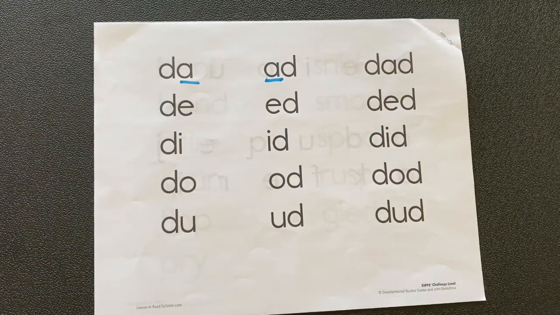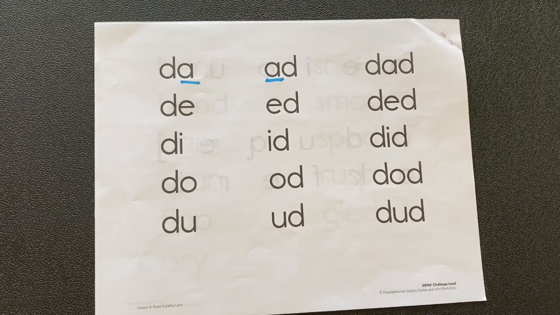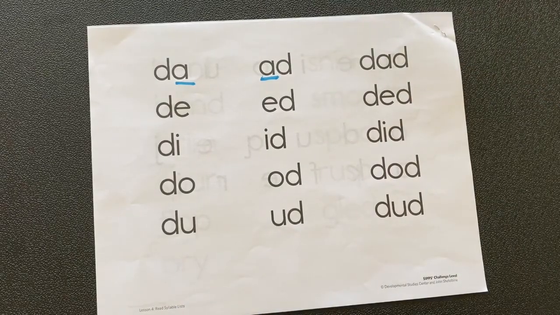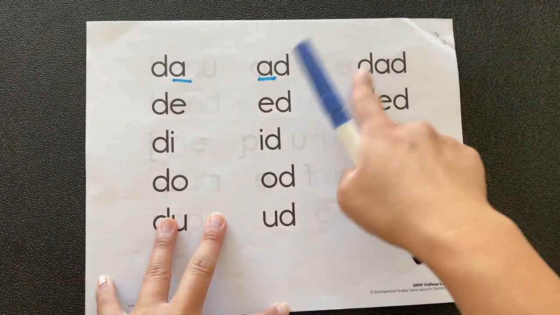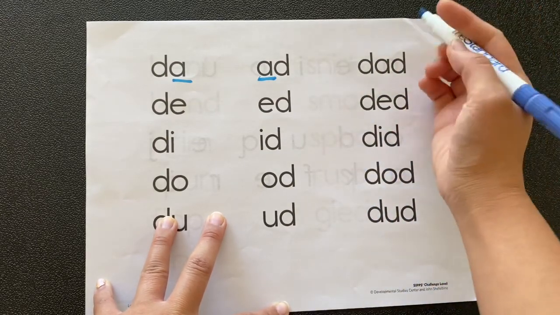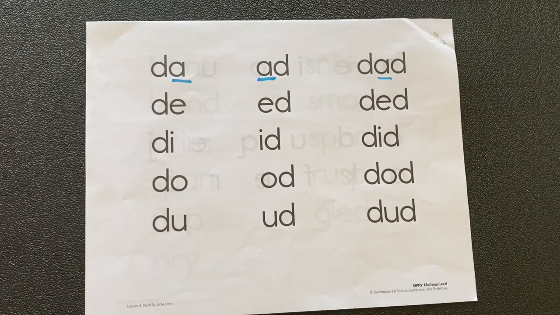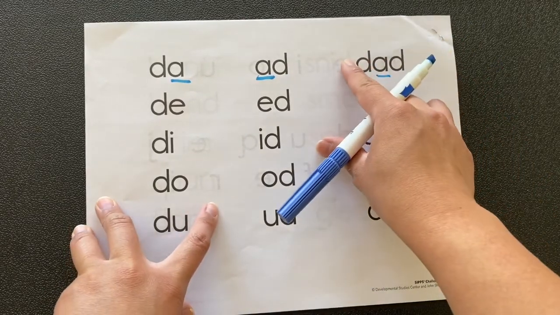Is my vowel here at the end or is it not at the end? It's not at the end. So then my vowel is going to be short. Great job, my friends. So this syllable right here should read add. Now, let's read this syllable too. Where is my vowel? Is it at the end? No, it's not at the end. So my vowel here is going to be short. My word is dad, and I'm going to read it as dad.